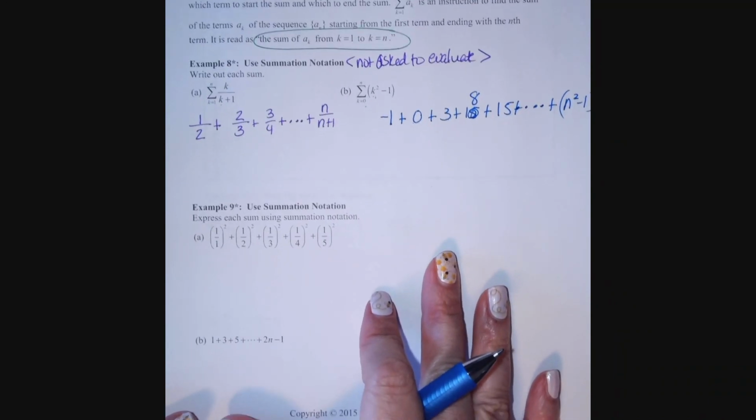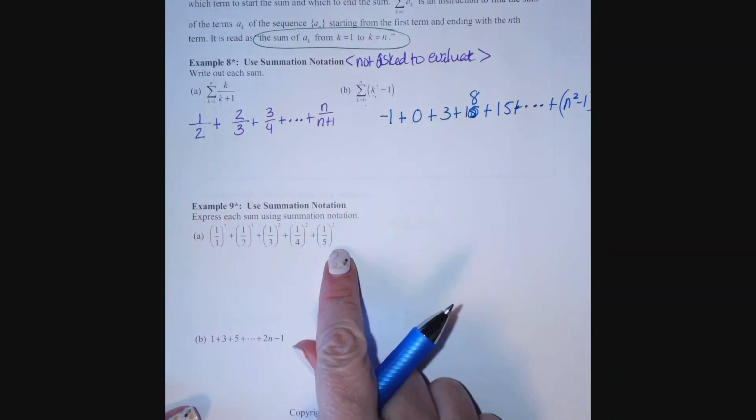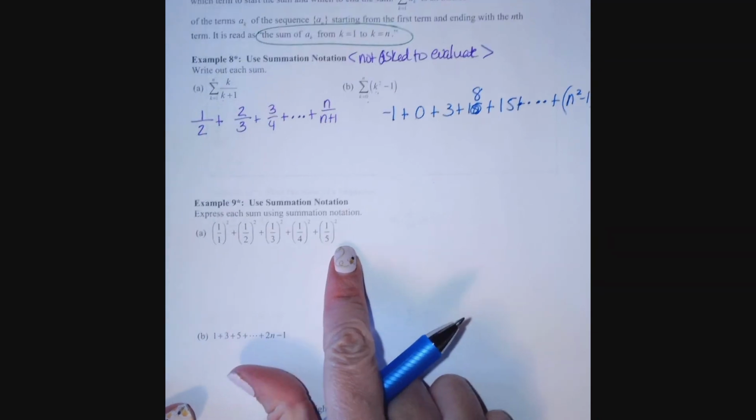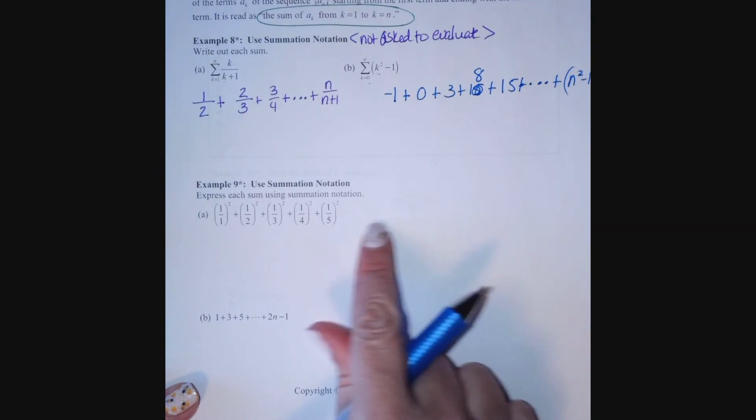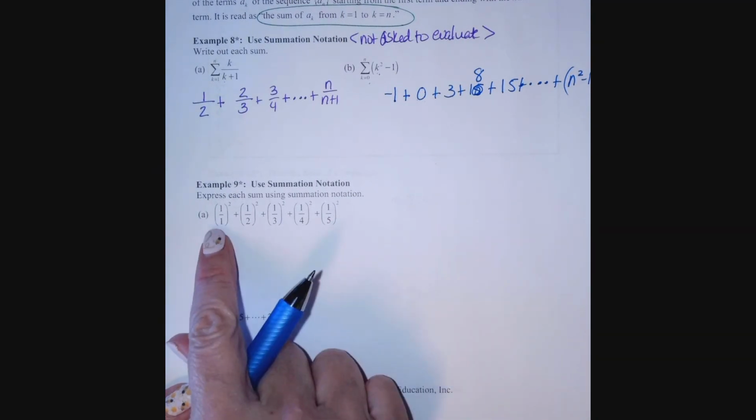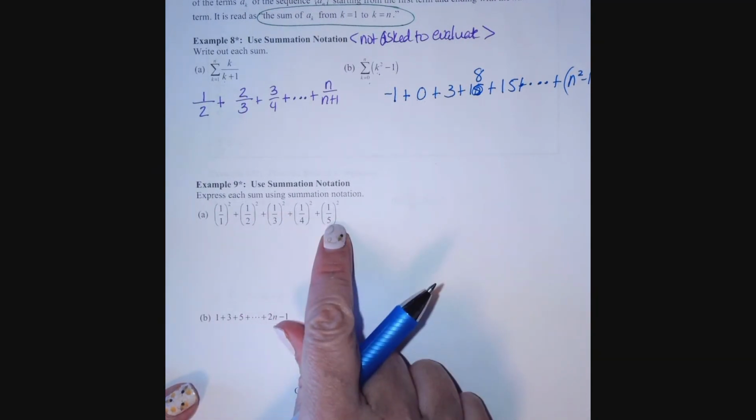Now this goes the other way. This gives us terms in our series and tells us to write the index of summation. Now notice that it doesn't keep going. It doesn't have the ellipsis, the dot, dot, dot. So I have 1, 2, 3, 4, 5 different terms.